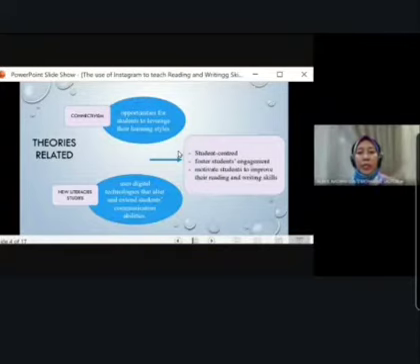Meanwhile, new literacy studies uses digital technologies that alter and extend students' communication abilities. It is often associated with the use of technology in language learning. So both of these theories actually focus on the student, because they can foster student engagement in literacy learning, and they also motivate students to improve their reading and writing skills.